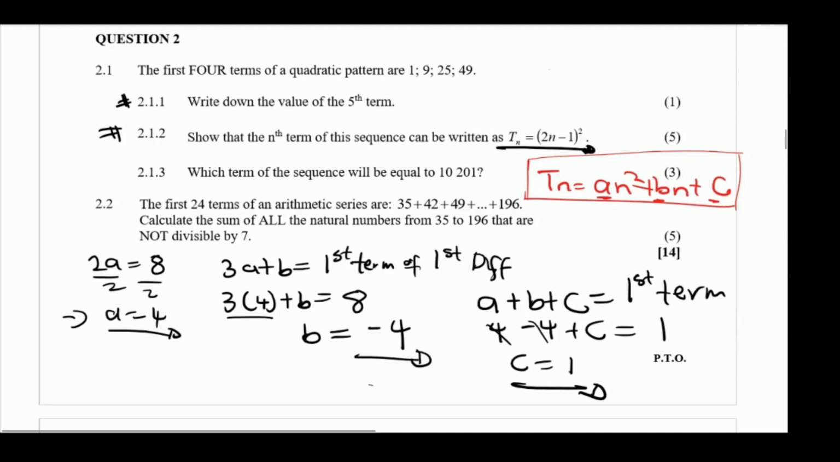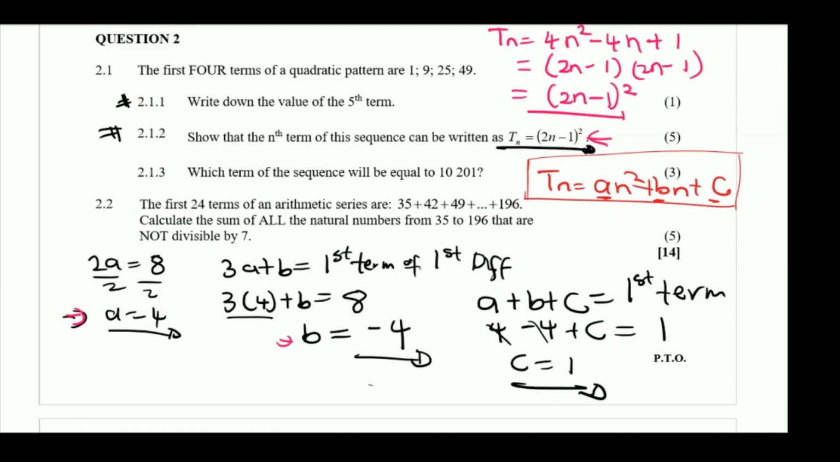So Tn is equal to our a value, which we found to be 4, so 4n squared. Our b we found to be minus 4, so minus 4n. Our c is 1, so plus 1. But remember that we need to write it in this format, so you need to factorize. You're going to have 2n as factors of 4n squared, and the factors of 1 is just 1, with a negative. You can see that it's 2n minus 1 both, so you can simply say 2n minus 1 and put a squared outside. So that is the solution of Tn, which is basically the same as this one here. That is how we solve 2.1.2.